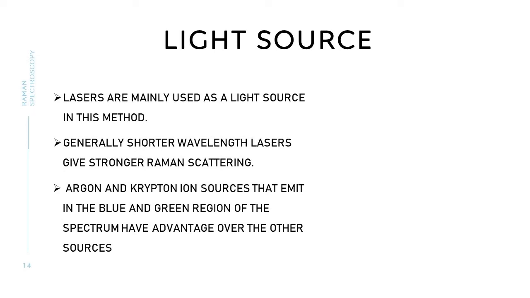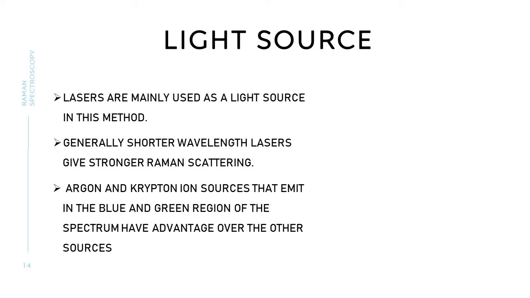So firstly we'll talk about the light source. Basically lasers are mainly used as light source in this method. So generally a shorter wavelength laser gives strong Raman scattering, because the intensity of Raman scattering varies as the fourth power of frequency. And here argon and krypton ion sources have advantage over the other sources.